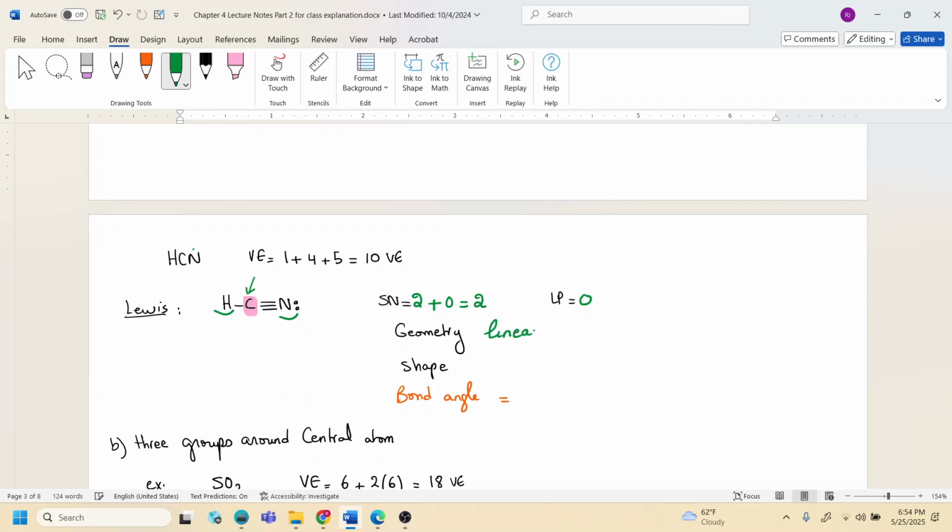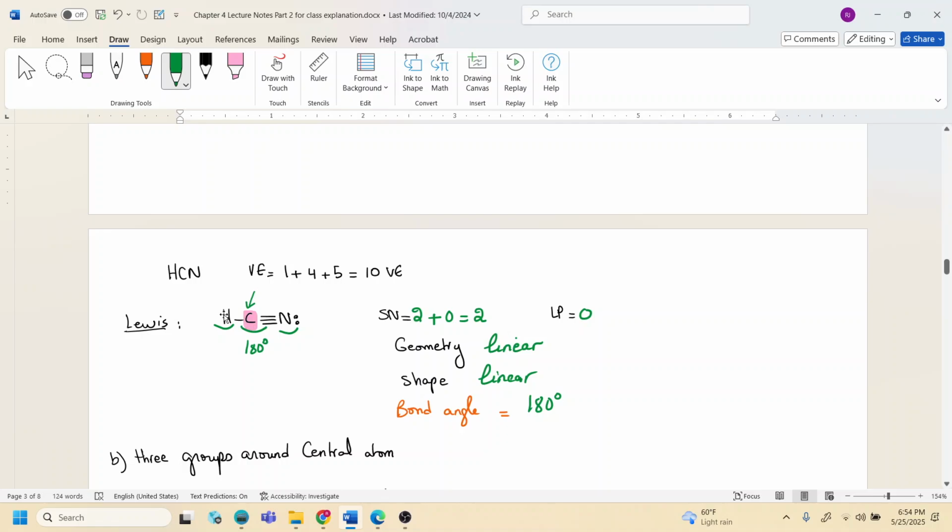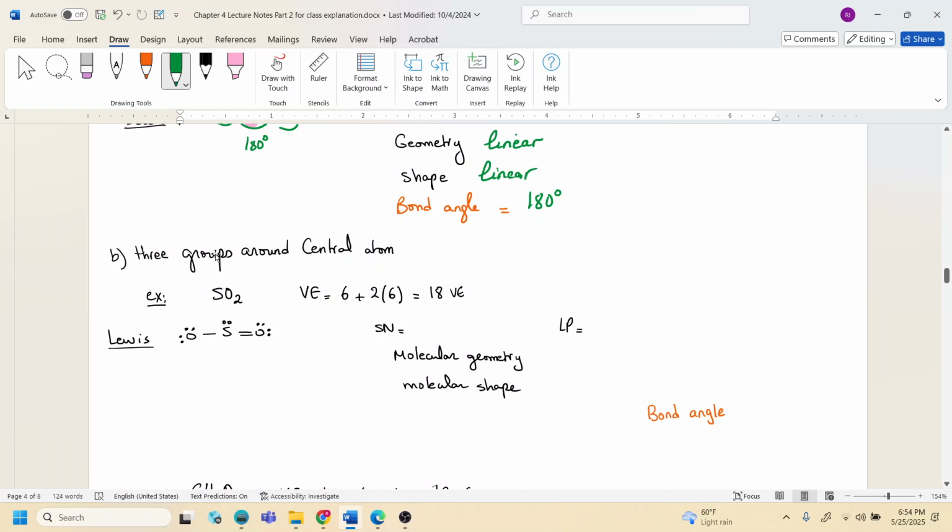Check the table. So the geometry is going to be linear, the shape is going to be linear, and the bond angle is going to be 180 degrees. And again, the bond angle is the angle between the bonds, between the central atom and the atoms that are connected to it. So that is 180 degrees. This is whenever I have 2 groups around the central atom. Now, I can have 3 groups around the central atom, something like SO2 in there.